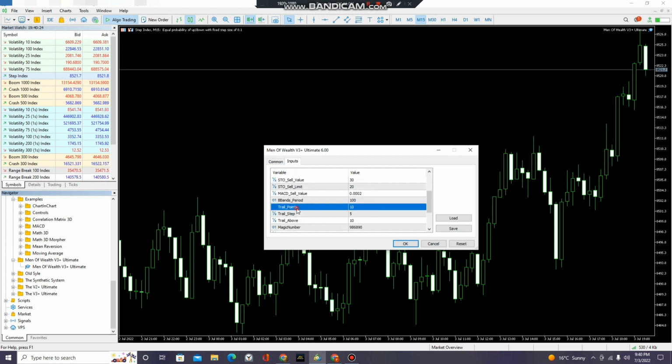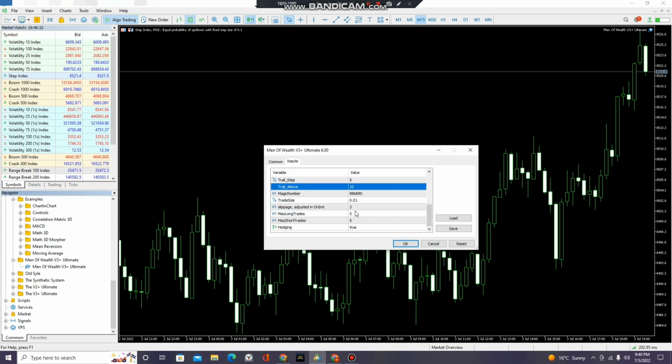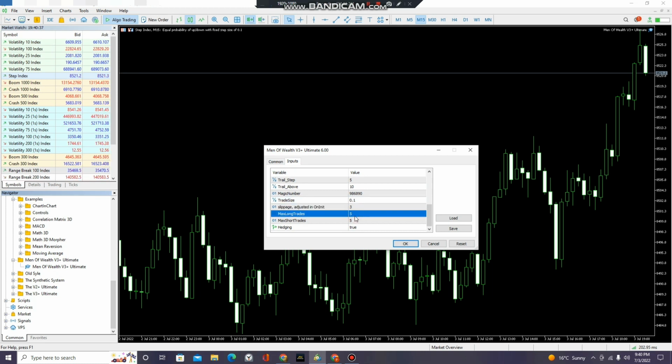You just go ahead and scroll up until you see trail point, trailing step, and trail above, and change them accordingly. So mine is already at 10, already at 5, already at 10, and the trade size should be 0.10. That didn't change. And the number of positions, guys.